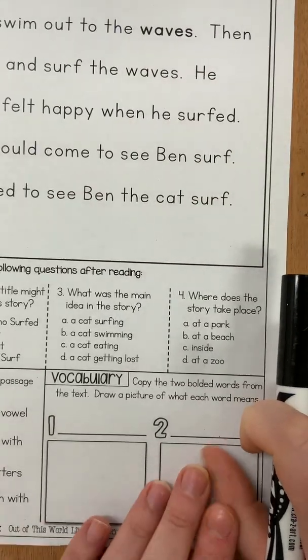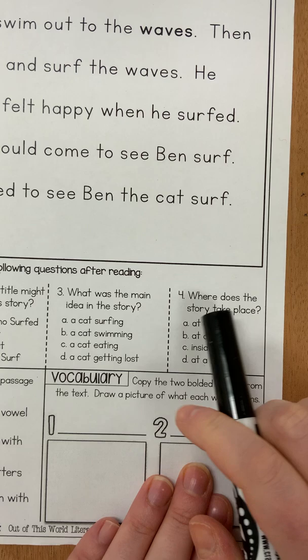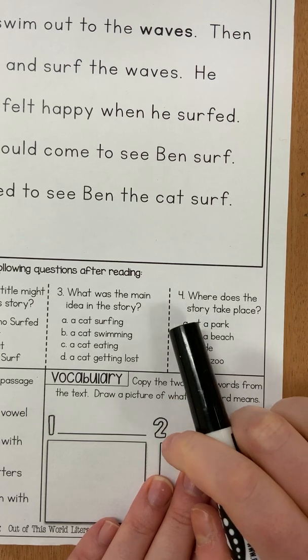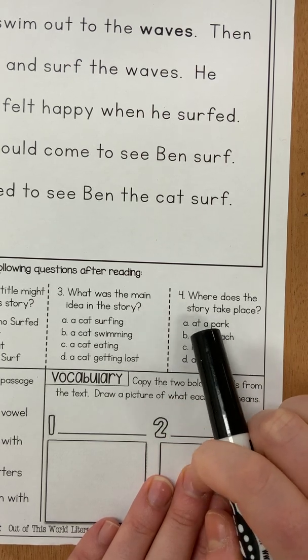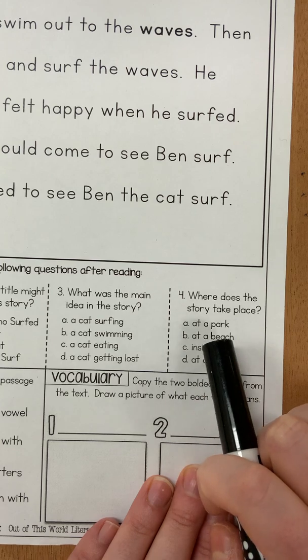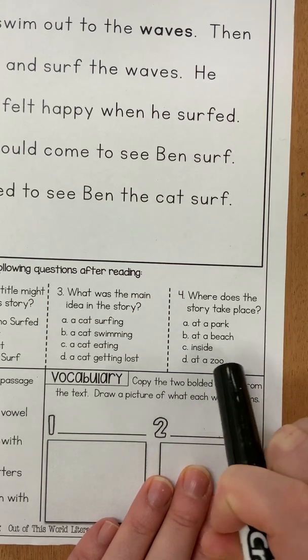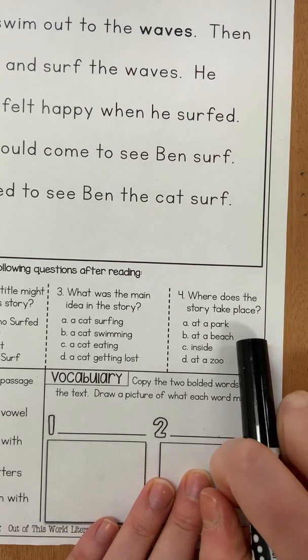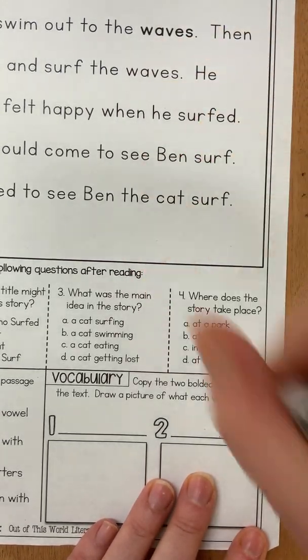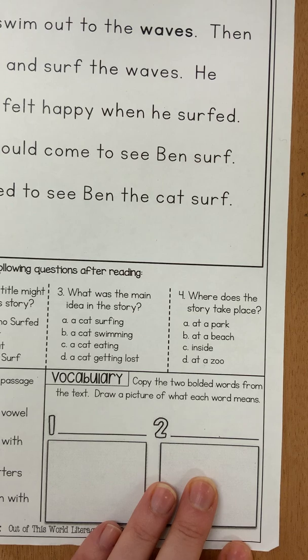And then question 4, where does the story take place? A, at a park. B, at a beach. C, inside. D, at a zoo. So you're going to see where the story took place. And what is that term where the story takes place? It's called the setting of the story. So the setting describes the place where the story is located.